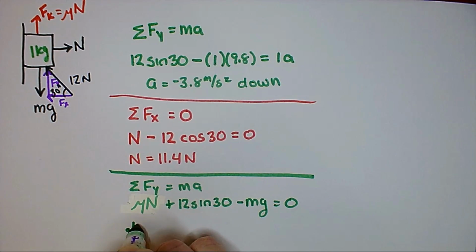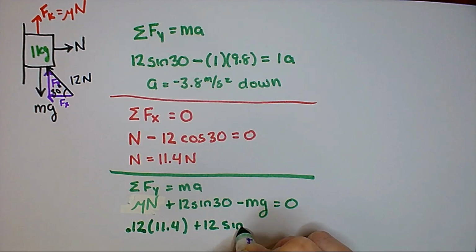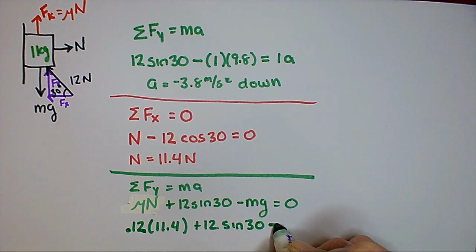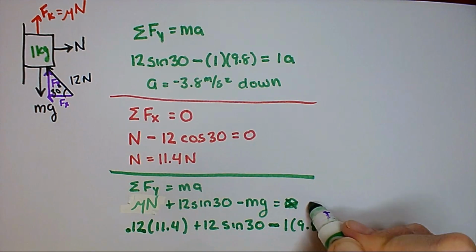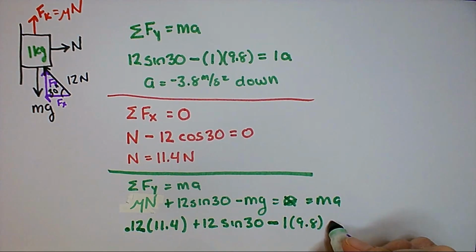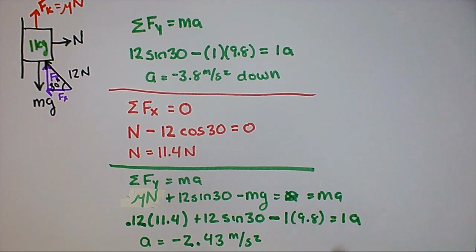So mu, the coefficient of friction, is 0.12 times the normal force, 11.4, plus 12 sine 30 minus 1 times 9.8. Oops, that shouldn't equal 0. That should equal ma, and that equals 1 times the acceleration. So when you do that math, you get negative 2.43 meters per second squared.